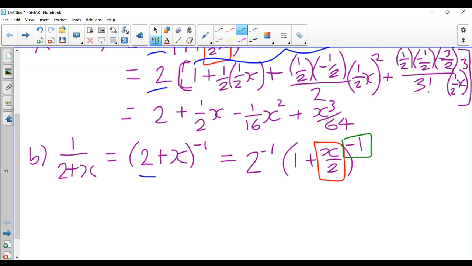And then, of course, when you're finished, you'll times it by a half. Of course, that part there, 2 to the minus 1 is a half. And then that one should work as before. Okay.